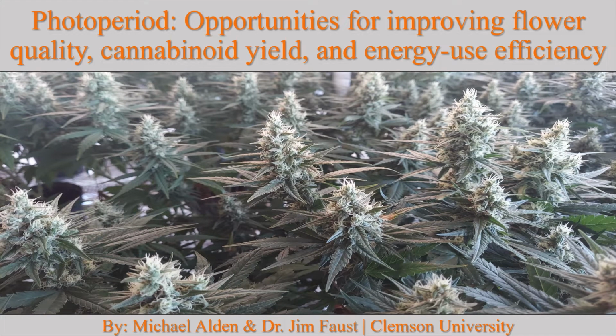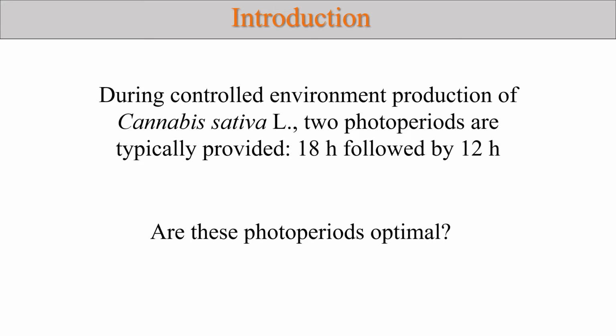I'm a Ph.D. student here at Clemson University, conducting research on cannabis with Dr. Jim Faust. One of the topics that we've looked at pretty extensively is photoperiod, and so that's what I'll be presenting today. So, during controlled environment production of cannabis, 2 photoperiods are typically provided, 18 hours followed by 12 hours.